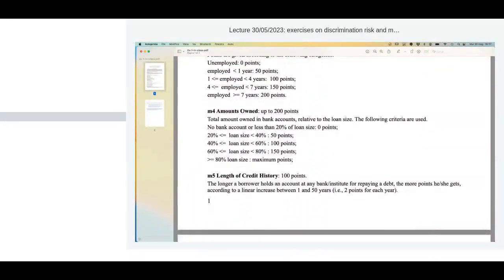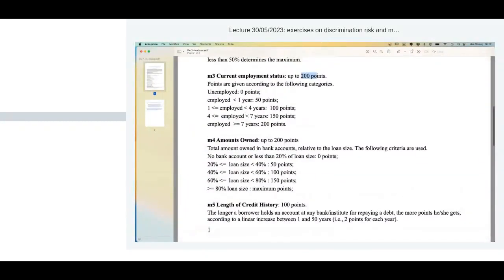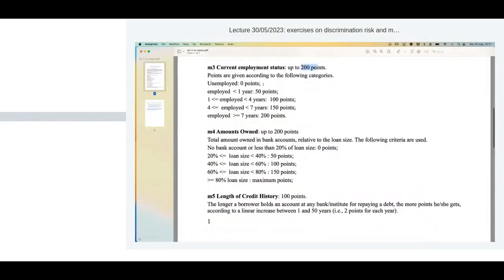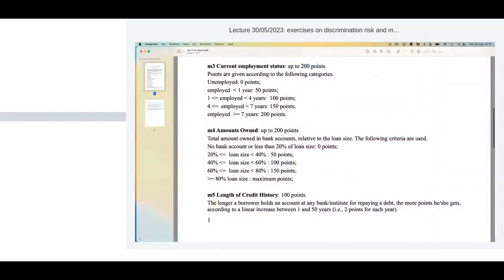Amounts owned, I think there are no questions on this criterion. Okay, amounts owned is up to 200 points. How much you own in bank accounts, relative to the loan size. If you have no bank account or less than 20% of loan size, it is 0 points. Between 20 and 40%, 50 points, and so on. 100 points, 150, and more than 80% of the loan size, so the loan, not the value of the property, you get the maximum points.